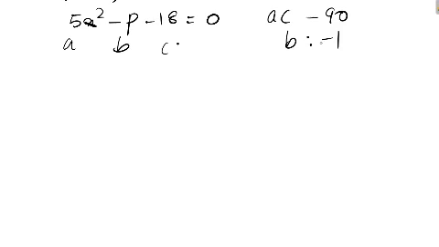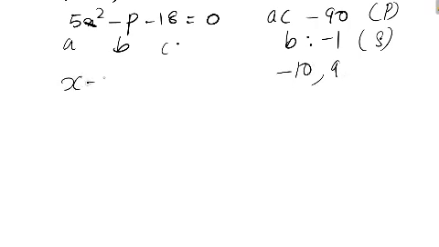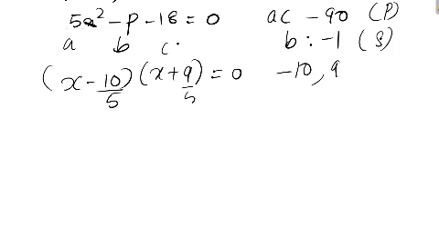Okay, so which are the numbers that will give you the sum negative 1 and product negative 90? So they are negative 10 and 9, because negative 10 into 9 is negative 90 and negative 10 plus 9 is negative 1. So we can write x minus 10 into x plus 9 is equal to 0 if the coefficient of x square was 1. Here it is not 1. So divide these numbers by the coefficient.